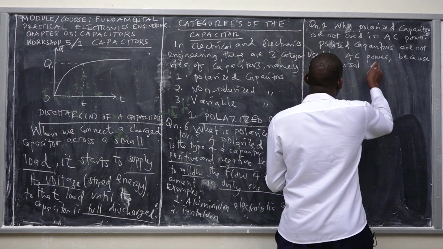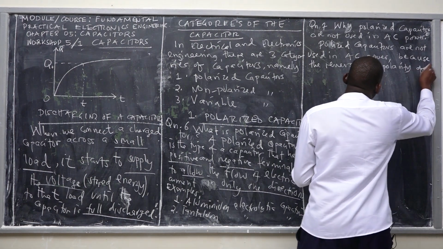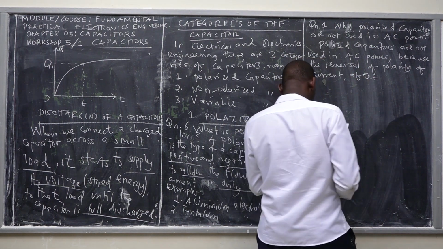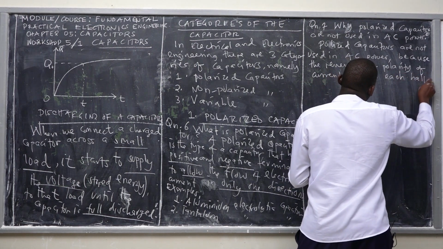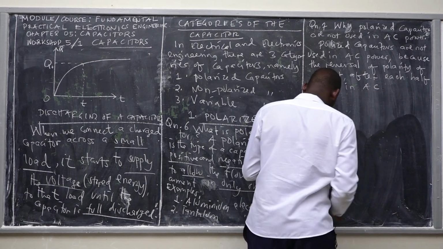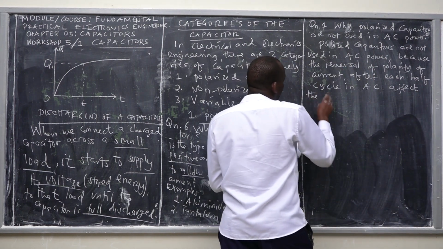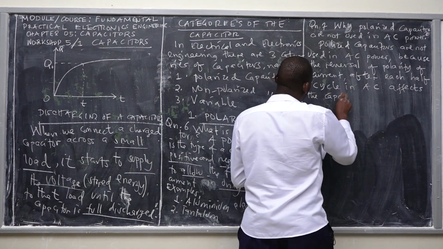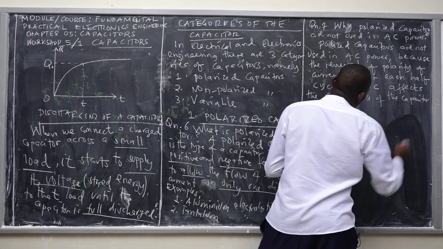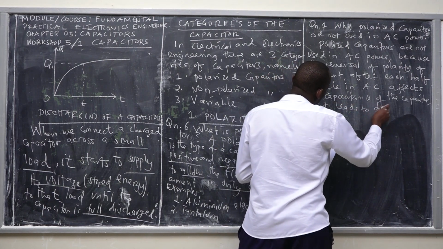reversal of polarity of current after each half cycle in AC affects the capacitance of the capacitor. That leads to damage.